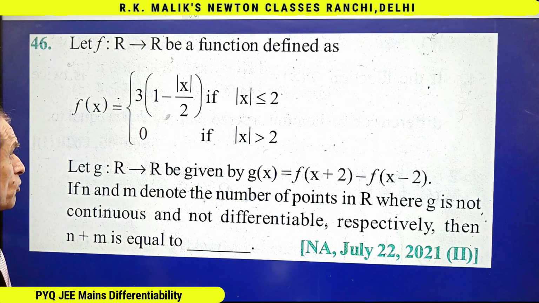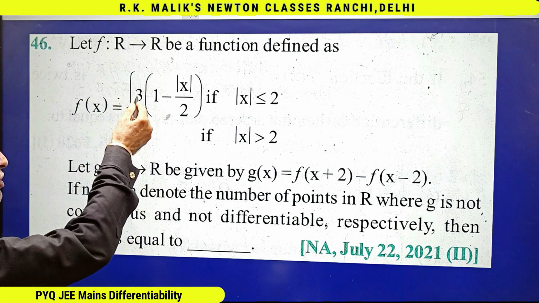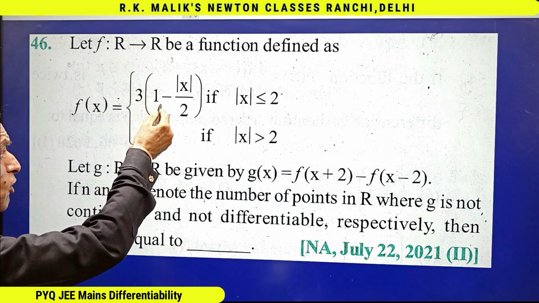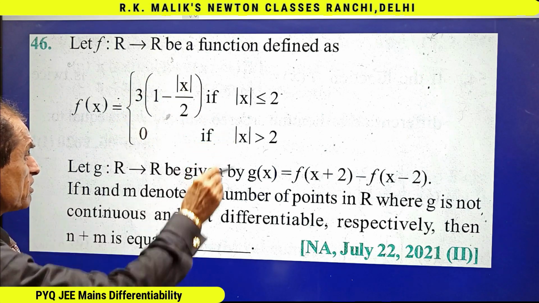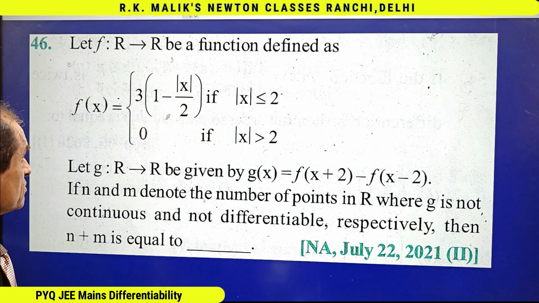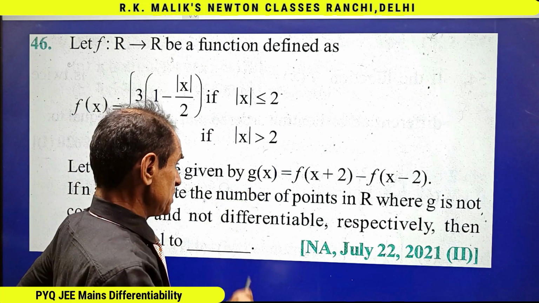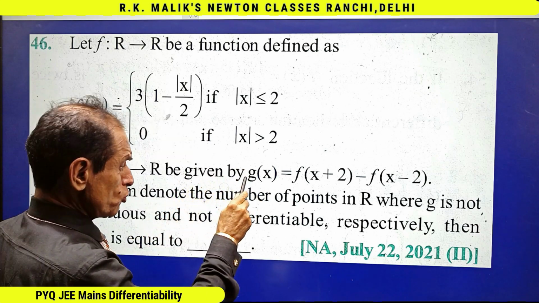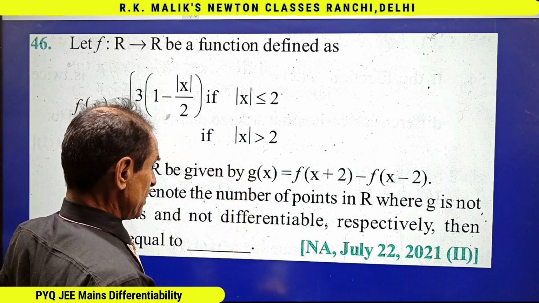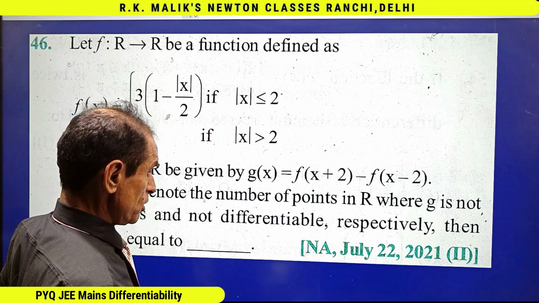The first point to be noted is f(x) is an even function, because it is clear that if we write minus x for x, both these definitions remain the same. Hence, I can say f(x) is an even function. But actually, we have to discuss g(x). And you should note that g(x) is an odd function.